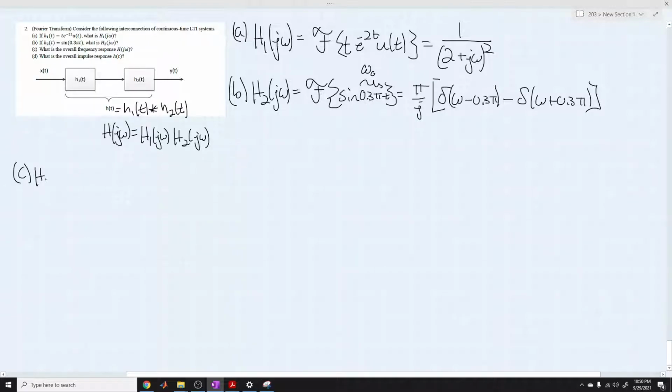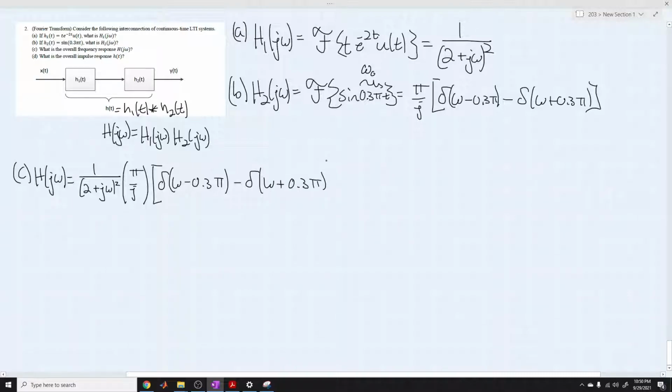We'll get that H of j omega is equal to, we have 1 over 2 plus j omega squared, and that's multiplied by a pi over j times delta of omega minus 0.3 pi minus a delta of omega plus 0.3 pi. Now, this is H of j omega, but let's keep going here.